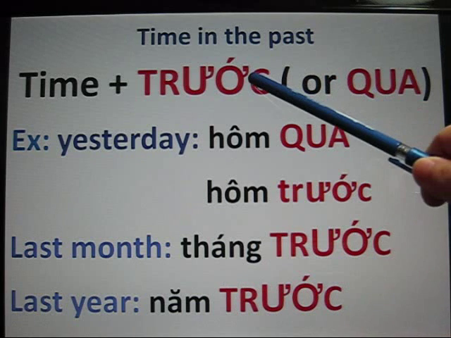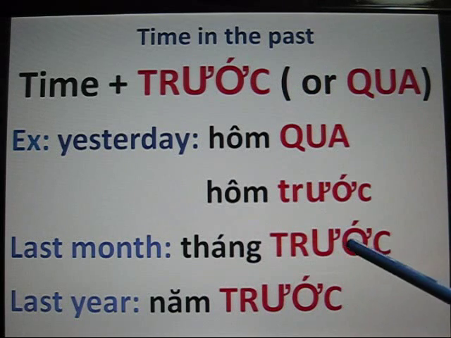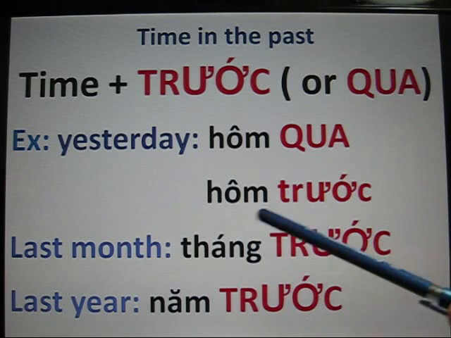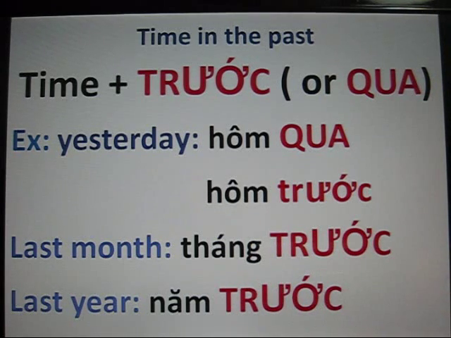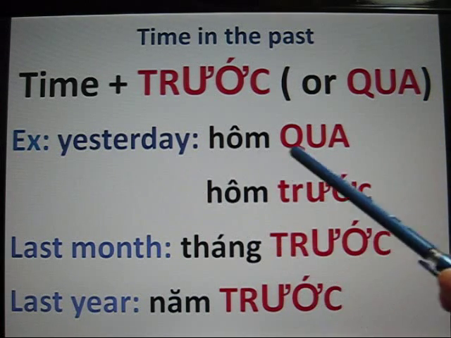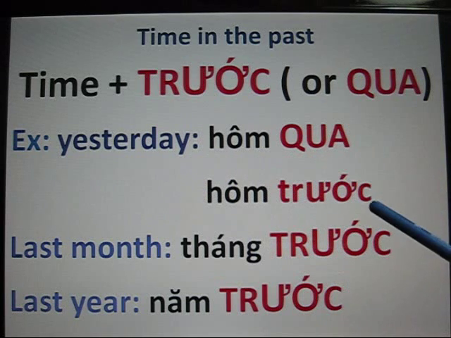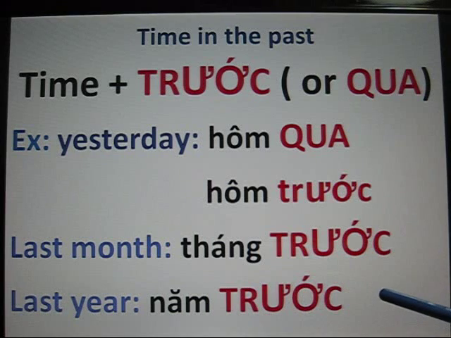For month and year, just remember that we only have trước: tháng trước, năm trước. We don't have qua here. We don't have tháng qua, năm qua. It's really weird, so don't study that because it's wrong. One more time. Yesterday is hôm qua, hôm trước. Last month is tháng trước. Last year is năm trước.